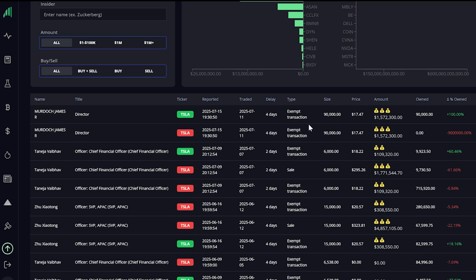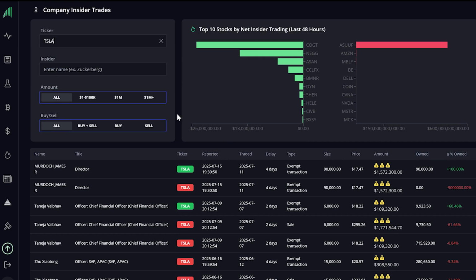So it feels like there's a lot of unfiltered data here that makes it a little bit hard to use these insider trading feeds. Nice feature to have, but I think Insider Finance needs to do a little bit more work in order for this to be ready for prime time.